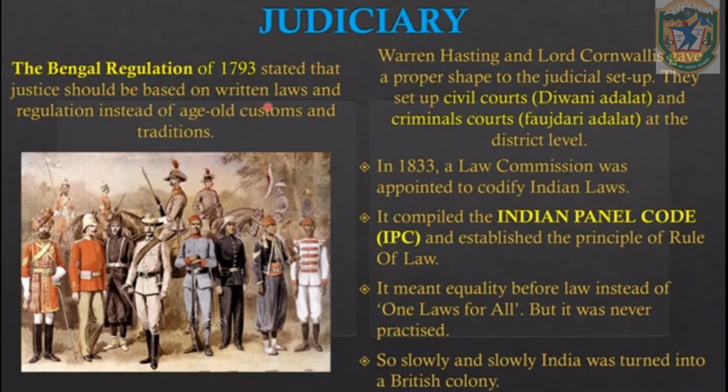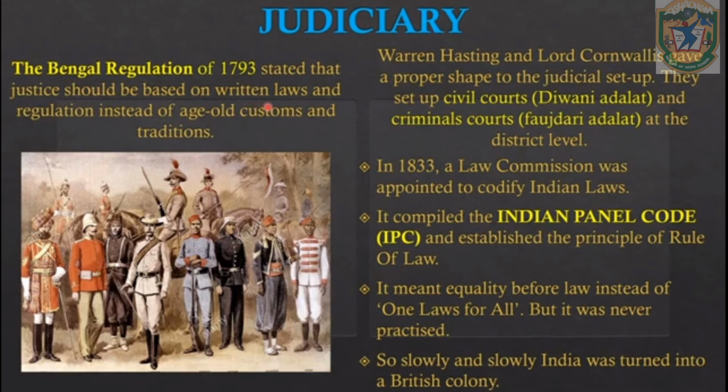Warren Hastings and Lord Cornwallis gave a proper shape to the judicial setup. Lord Cornwallis organized a judicial system in 1793 on British models. According to it, Europeans were appointed as judges. A Qazi or a Mufti and learned Brahmins were appointed to assist the judges, who were not familiar with the Indian language and customs. So, they set up civil courts, that is Diwani Adalat, and criminal courts, that is Faujdari Adalat, at the district level.